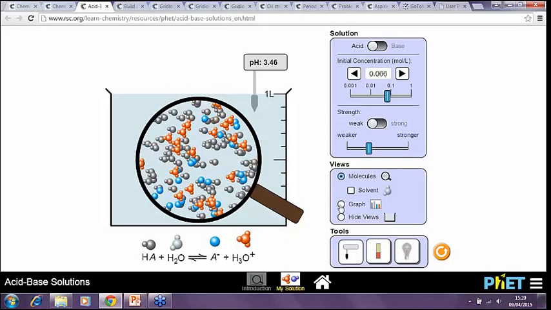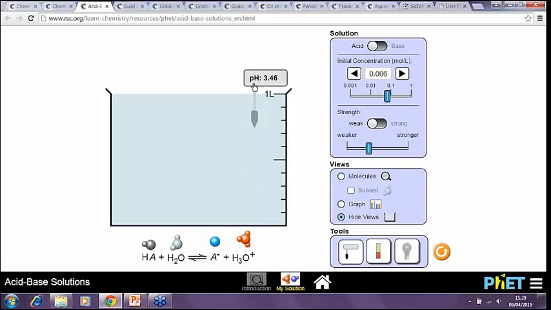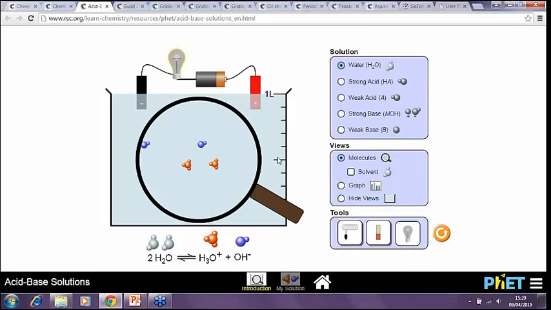Again, you can choose to show or hide the solvent molecules, look at it in graph view, or you can just hide it all and just test the pH. Okay, so there's lots of different options there.